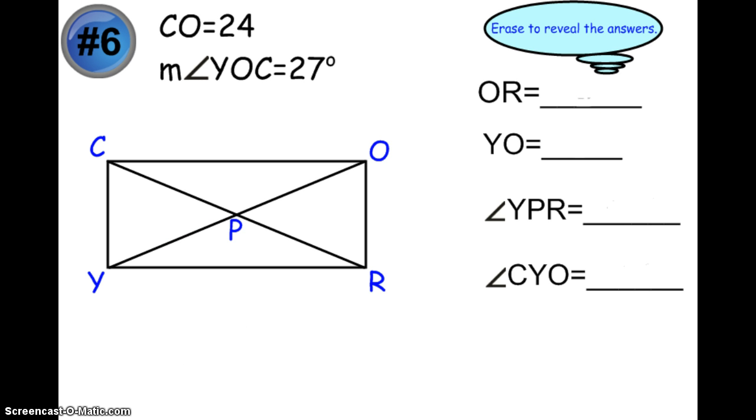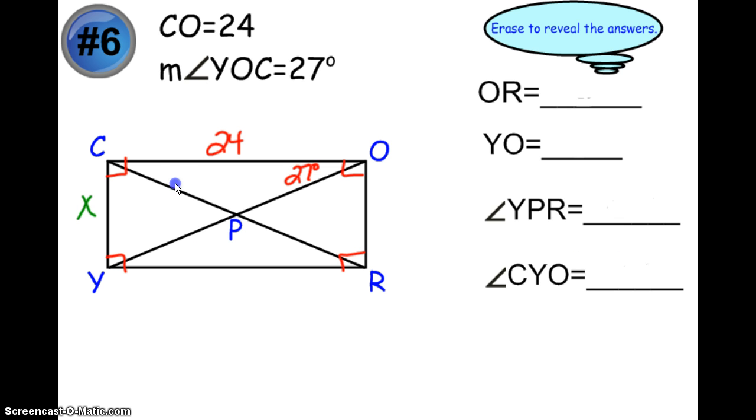Problem number 6. Okay, this is a rectangle. We have a length of 24 here, and we know angle YOC is 27 degrees. Again, I'm telling you that it's a rectangle. We can put this in. So we need to find a couple different lengths. We need to find OR, which is also CY. We need to find YO, which is the diagonal. We need to find angle YPR and CYO.